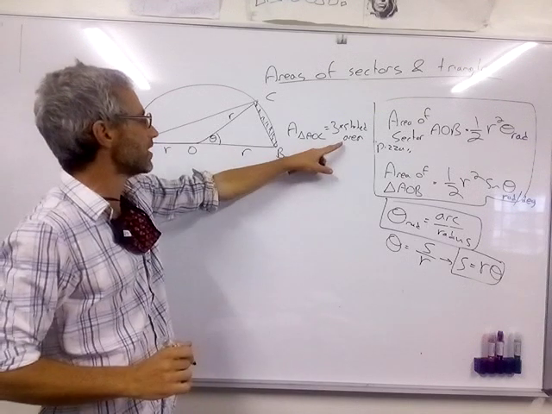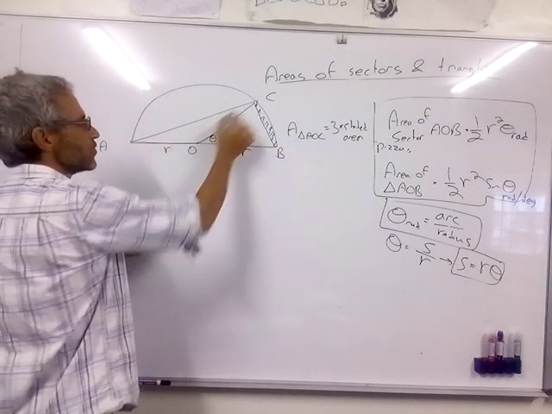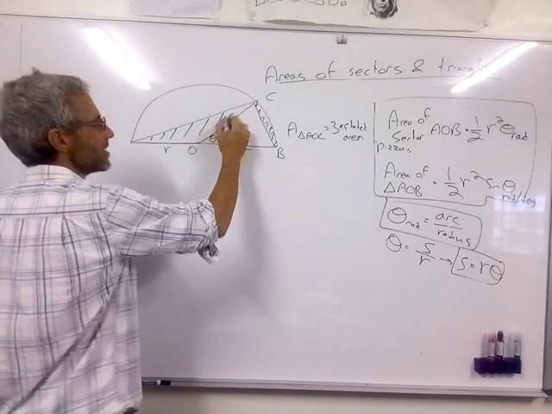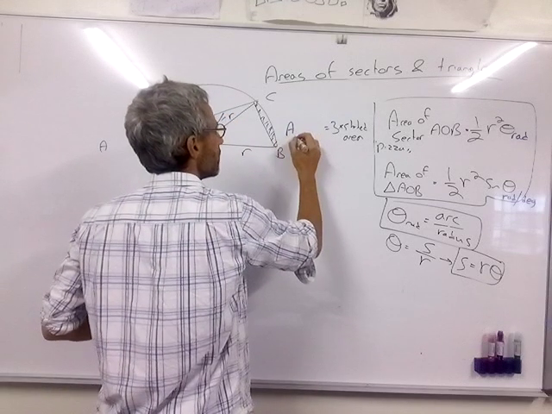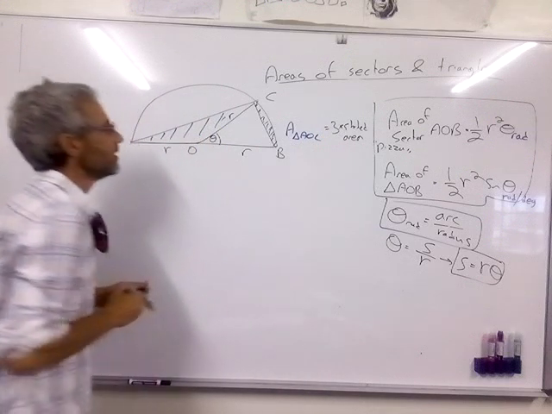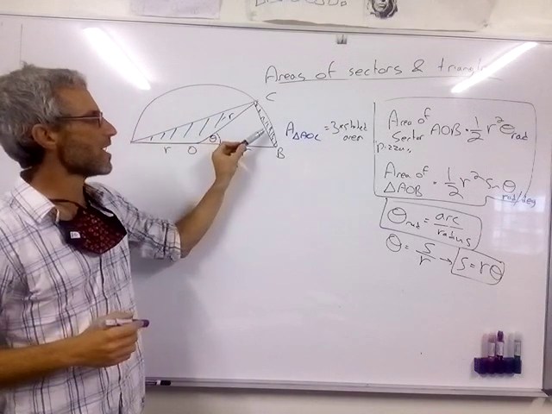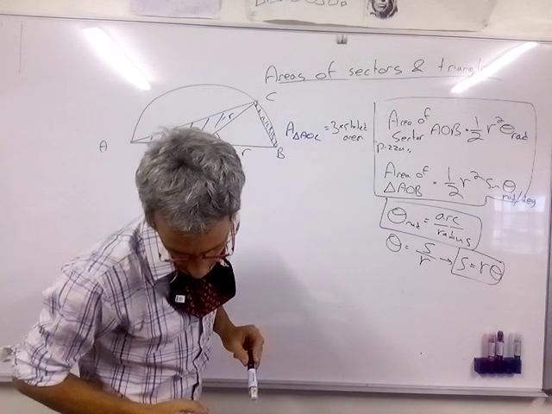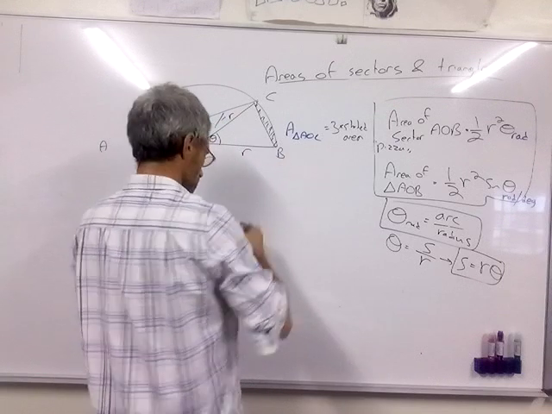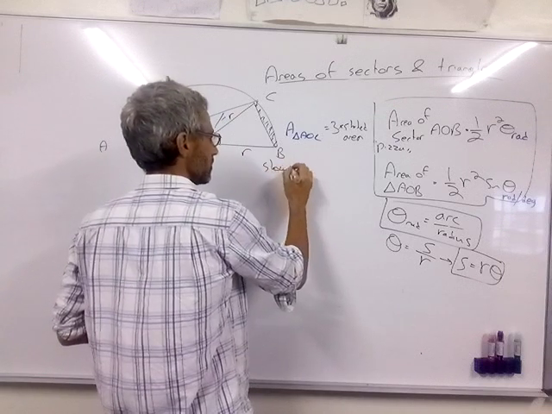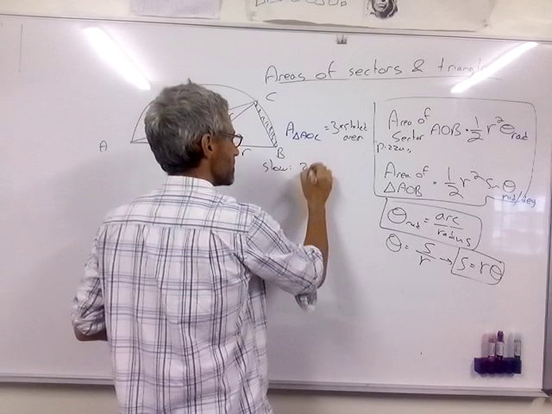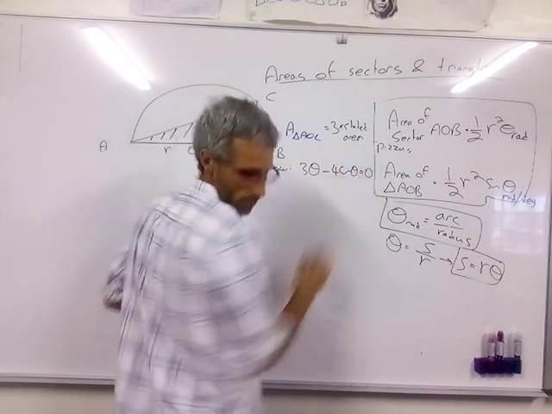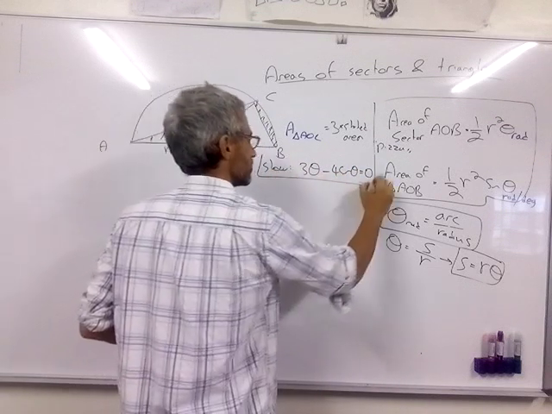Now, what they tell you here is that the area of triangle AOC, the area of this triangle, maybe I'll do it in blue, the area of triangle AOC turns out to be 3 times the area of the shaded area, okay? And what they're actually asking us is to show that this relationship exists: 3 theta minus 4 sine theta equals 0. Is that right? Yeah. We want to prove that.